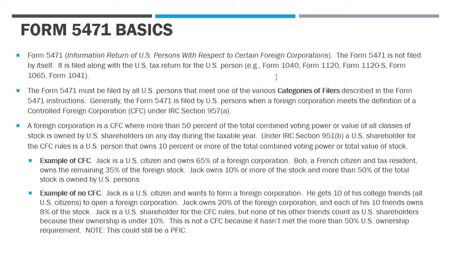If we're doing this for a U.S. partnership that needs to file a 1065, maybe that partnership is a shareholder in a CFC, and so it's filing the 1065 every year, and then it would be including the 5471 alongside that federal return. So it depends on who the U.S. person is and what type of tax return they are filing. Now, the 5471 is filed by all U.S. persons that fall within one of those categories of filers. We'll get into those in more detail on the next slides.